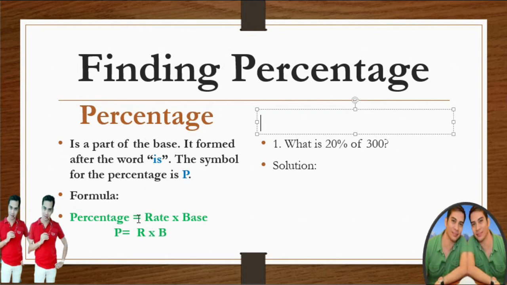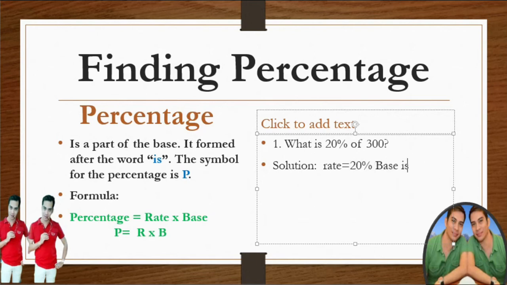So, for example, question number 1, what is 20% of 300? So, una natin gagawin, kukunin muna natin ang given number. So, 20%, that is the rate. So, write the rate, that is 20%, and the base is 300. Okay, using the formula, apply po natin yung formula. P equals R times base. So, substitute po natin yung bawat number sa letter. So, R is 20%. Then, times the base is 300.